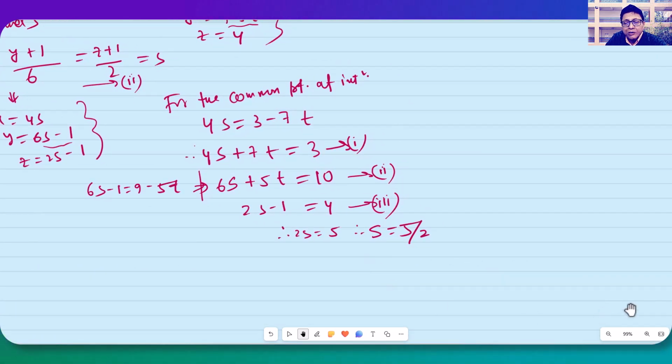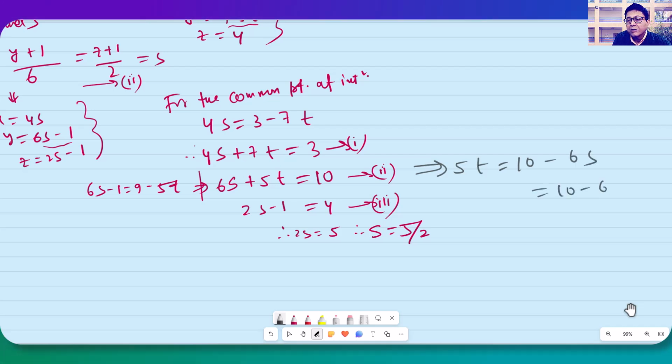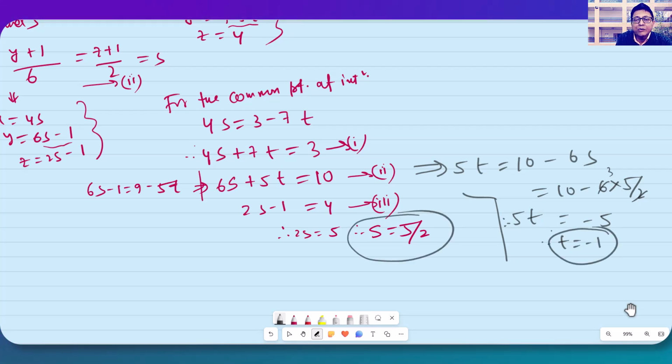Now if we put s equal to 5 by 2 in number 2, 5t is 10 minus 6s, 6 into 5 by 2. So 5t equal to minus 5, so t is minus 1. We got s is 5 by 2, t is minus 1.